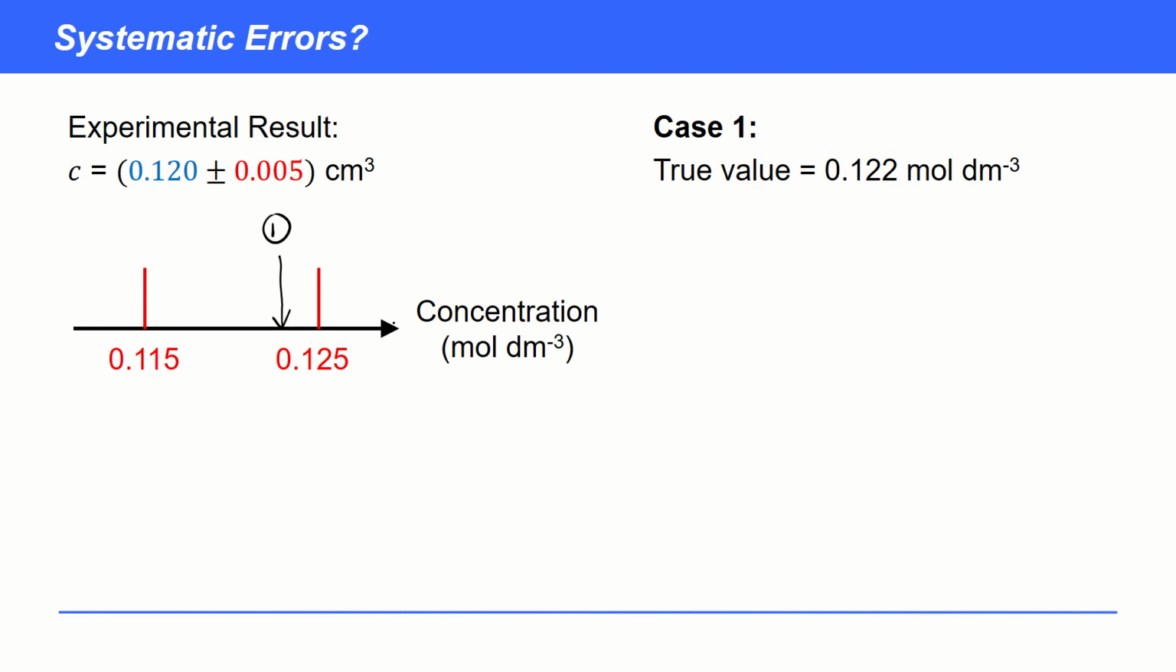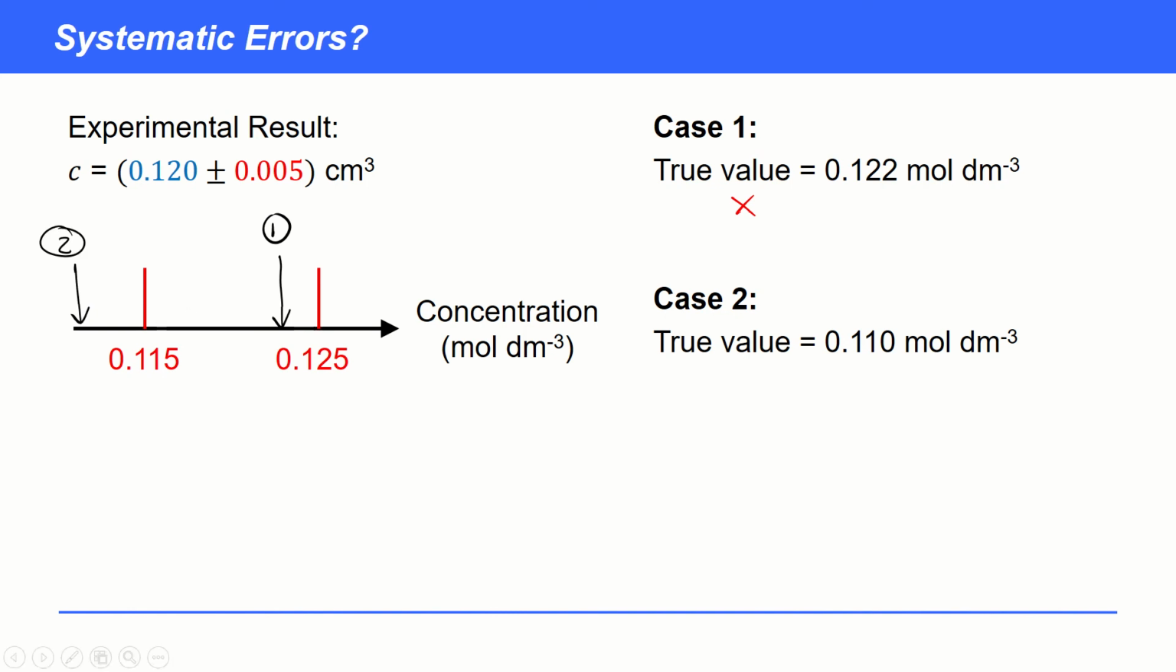This would be case number 1. And in that case, our true value lies within the bound created by our uncertainty, and so there we've got no systematic error. In case 2, let's say our true value happened to be 0.11 moles per decimeter cubed, which is over here. In that case, the true value is outside of the bound or the range created by our uncertainty estimate. And therefore, the additional source of error, which is this here, has got to be due to some kind of systematic error. So there we would say that we do have a systematic error present.